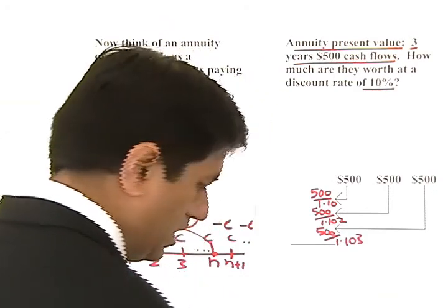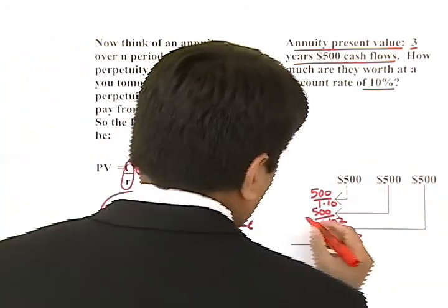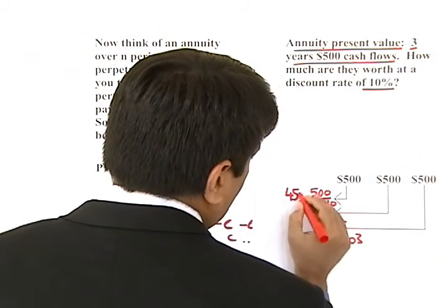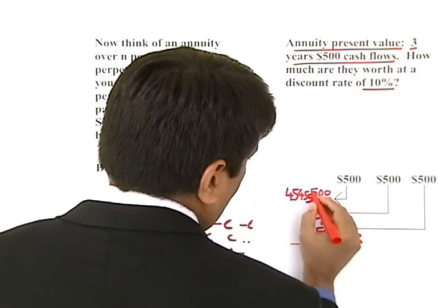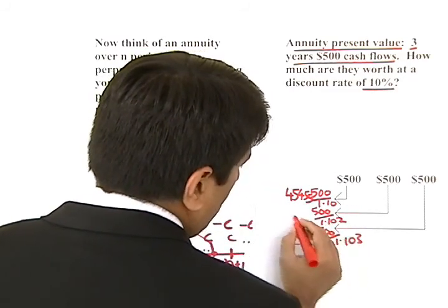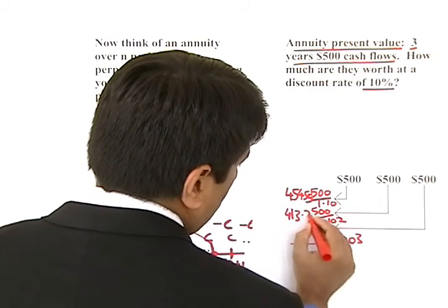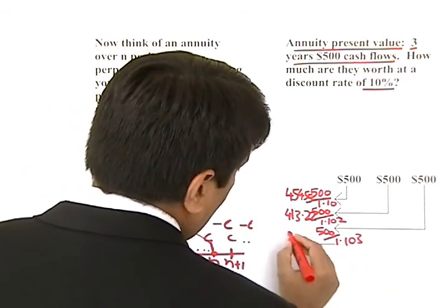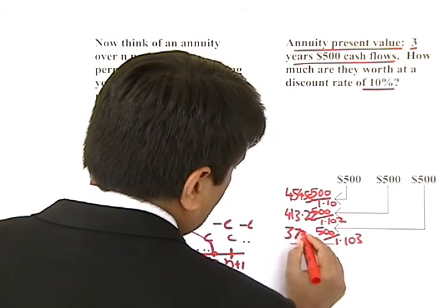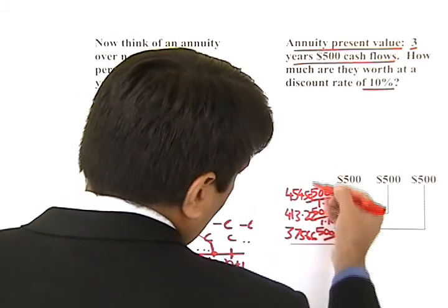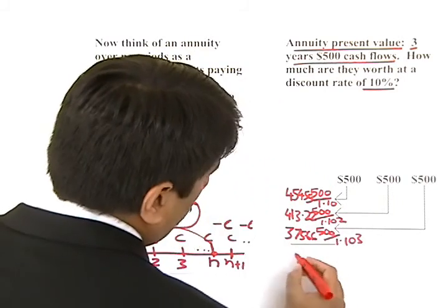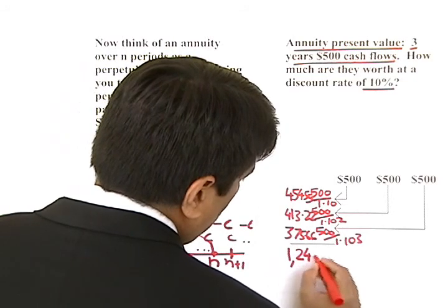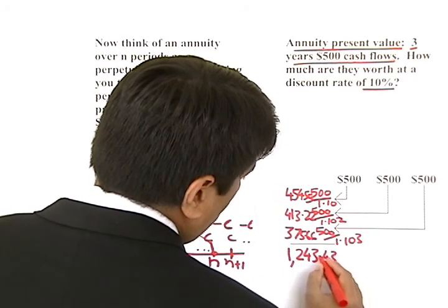So we have the values of these individual cash flows to be 500 upon 1.10, which is 454.55. 500 upon 1.10 squared is 413.22, and 500 upon 1.10 to the power 3 is 375.66. So you add these up and you get 1243.43.